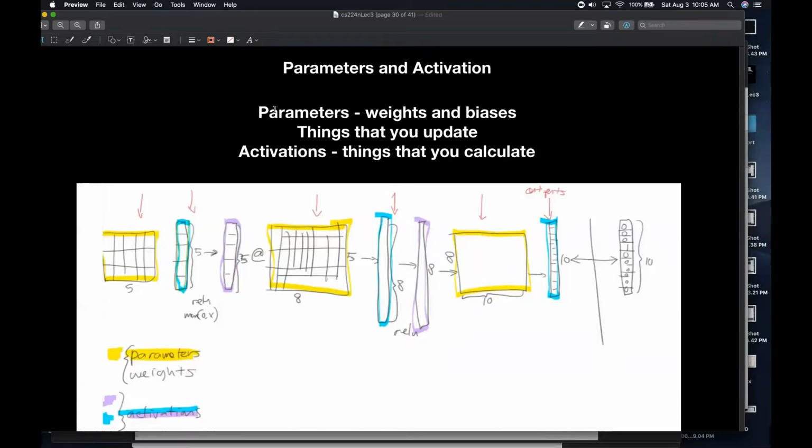Sorry, is there a question? Oh, someone is not muted. If they can mute themselves, thanks.